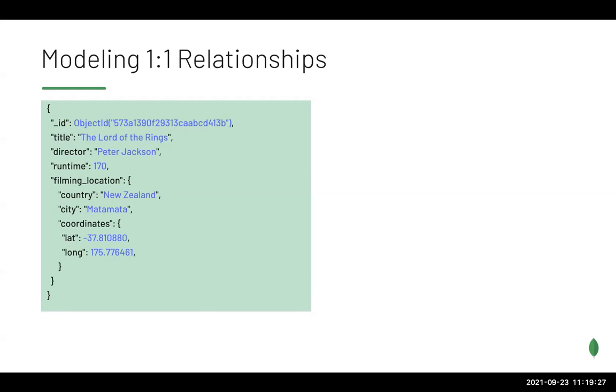But modeling one-to-one relationships in MongoDB has the additional benefit of allowing you to embed complex objects within the main level document. So, we can add a filming location that is an object in itself that has an additional object for the coordinates of where this location is. And then we can also have arrays and all the complex data types that MongoDB supports. So that's kind of a primer on one-to-one relationships.